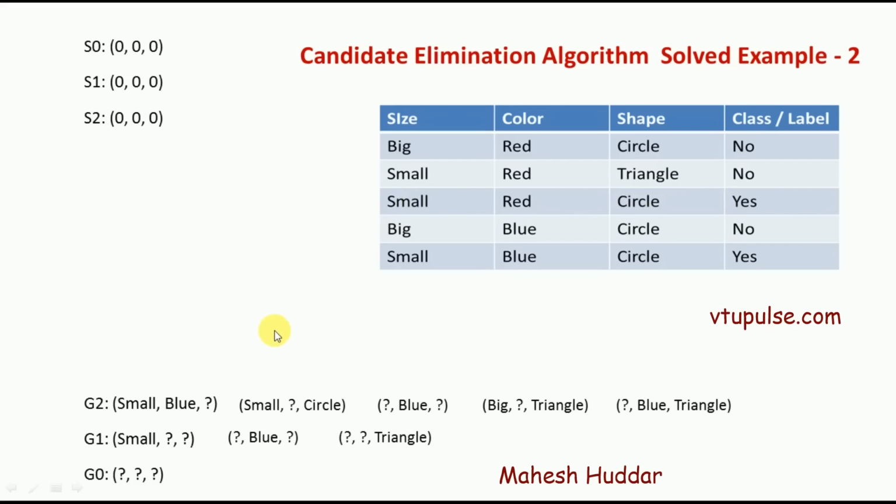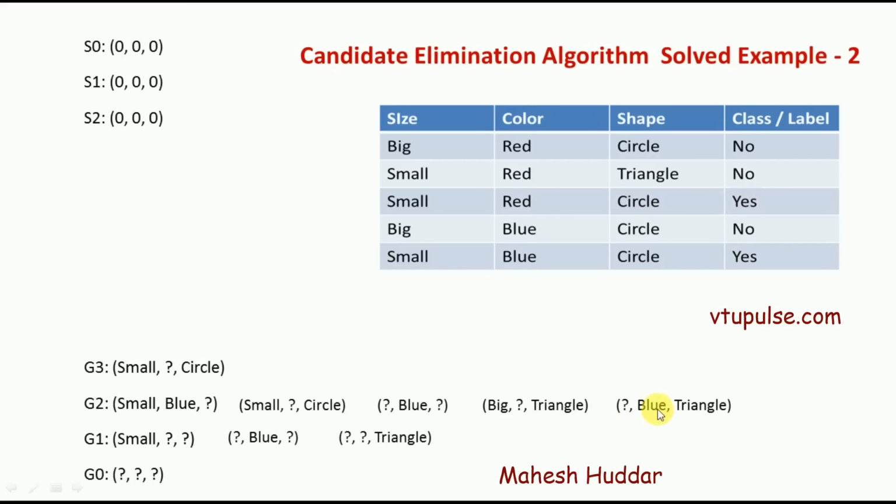Question mark, blue, question mark: question mark matches here, blue will not match here, and then question mark will match here. But because there is no match, negative classification, but expected is positive here. So we'll remove this. Big, question mark, triangle: big and small, there is no match, negative classification, but expected is positive here. Again we will remove it. Question mark, blue, triangle: question mark will match here, but blue and red there is no match, negative classification, and expected is positive, we will remove this also. So how many are present on the generic boundary? Only one hypothesis.